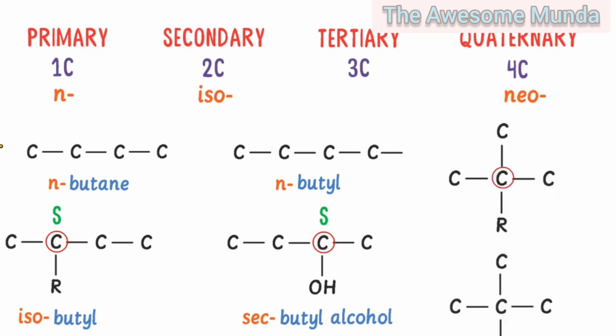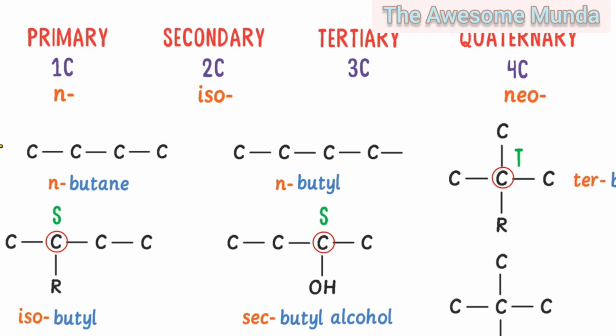Here, this carbon is bonded to 3 other carbons, so it is a tertiary carbon. We can see that this alkyl is bonded to a tertiary carbon. In such cases, I write tertiary. There are 4 carbons, I write butyl. So I get tertiary butyl.